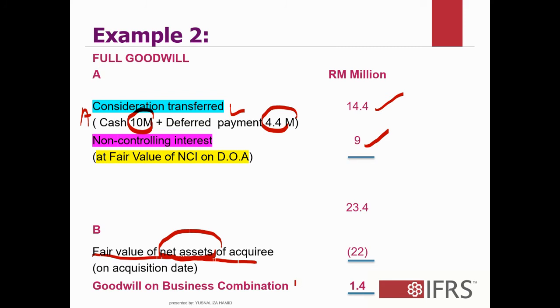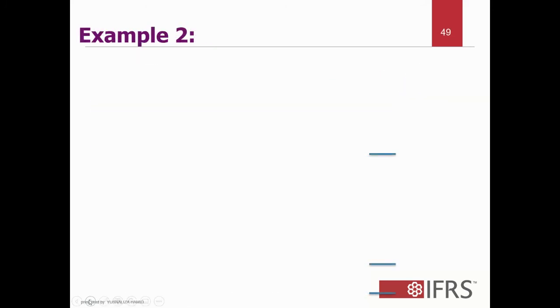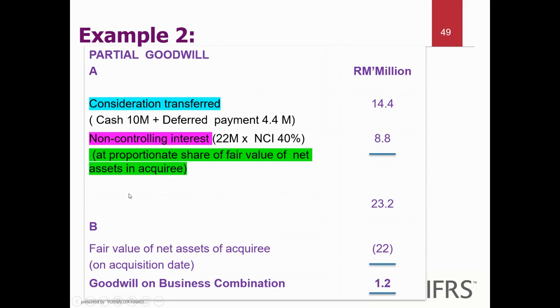And you have the goodwill on business combination. This is the full goodwill. And you can see later what is the share of the parent and the share of the subsidiary. Right. Next, you can work through this. So I'm just going to focus on the consideration transfer, 14.4, which is the same.